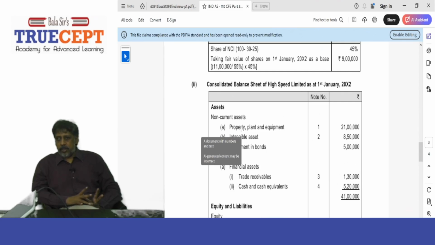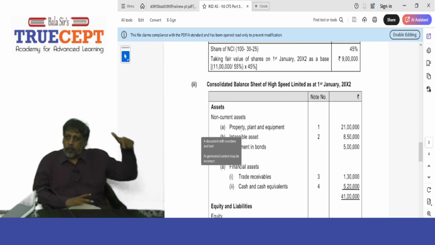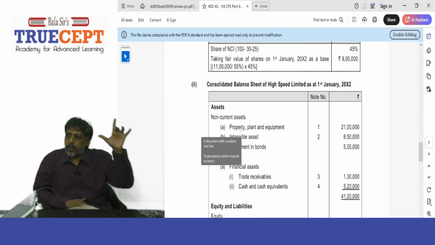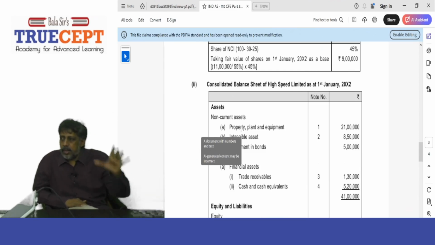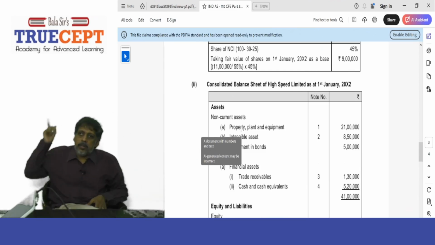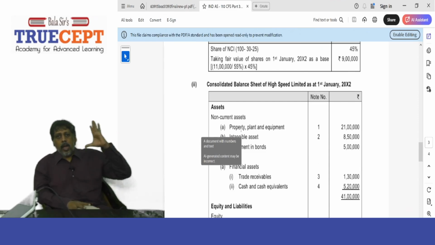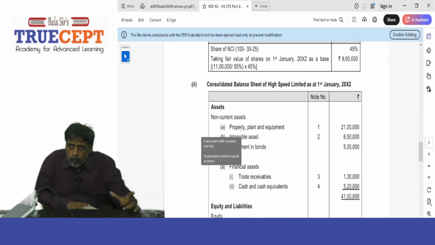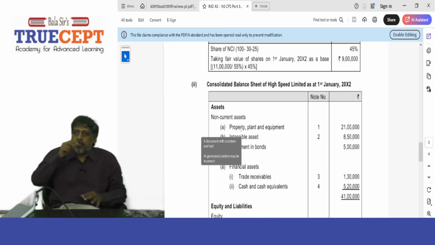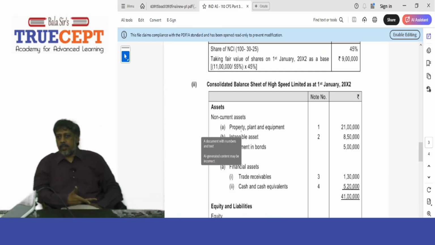Am I okay? So 55% is 11 lakh. What is for 45%? How much you get? It is 9 lakh rupees NCI. So can we do this way? What we discussed? No problem. I bought 25% on 1st Jan for how much? 5 lakh. What is for 45%? 9 lakh rupees. Understood? Yes, sir.